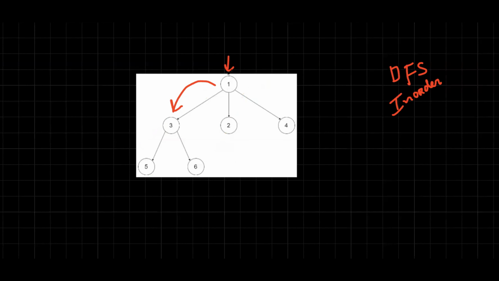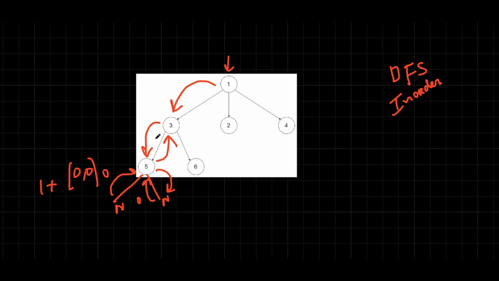So here, from the root 1, the DFS call will go into the root 3. Now, from this root 3, the call will go to the root 5, but node 5 is a leaf node. Both of its children are null. So the null children will return 0. Now again, the call will be here and it will again return 0. And 5 will return 1 plus maximum of 0 and 0, which will be 1.